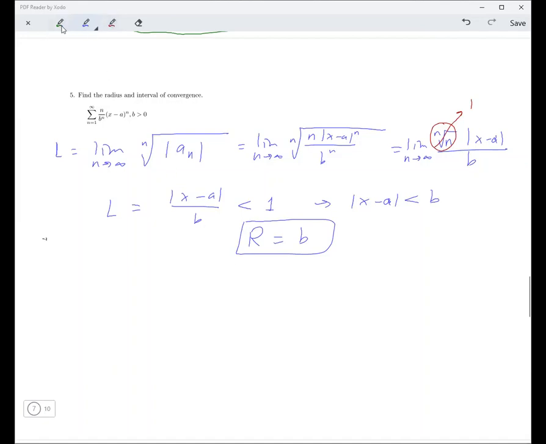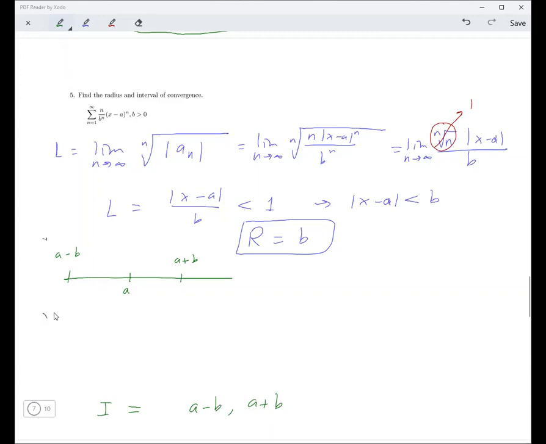Then for the interval of convergence, it's going to be centered at a. That's the center, with a plus b and a minus b. So your interval is going to go from a minus b to a plus b. It's only a question of whether you include one or the other, or both, or neither.